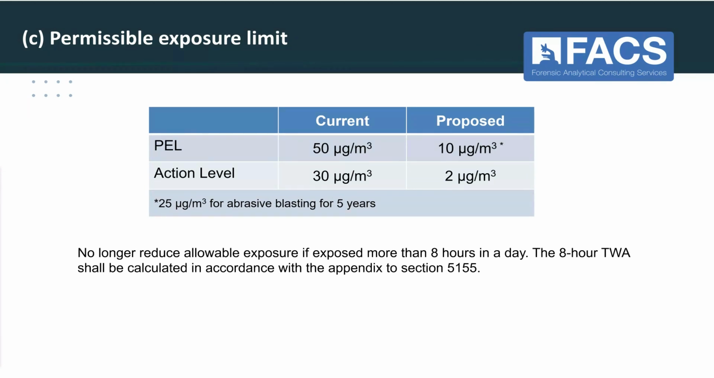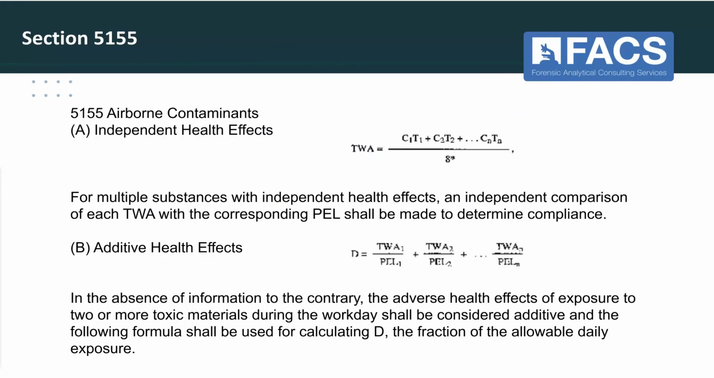It tells you how to do your time-weighted average calculation. That's pretty straightforward. But the next section says: for multiple substances with independent health effects, an independent comparison for each time-weighted average shall be made. And then it says additive health effects: in the absence of information to the contrary, the adverse health effects of exposure to 2 or more toxic materials during the workday shall be considered additive. And the following formula shall be used for calculating the exposure, how much you're going to be exposed to during the day. So what they're saying is you have to take into consideration other exposures that might impact similar body systems.